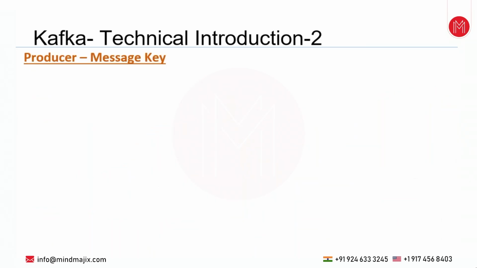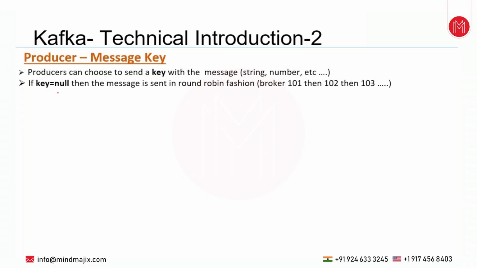Now let's go with the producer with the message key. A producer can choose to send a key with the message. Alright, so while producing a message in Kafka, the producer can choose to send a message with a key. Now, if the key is equal to null, it means the producer is producing messages without giving any key, then the message is sent in round robin fashion to all the brokers.